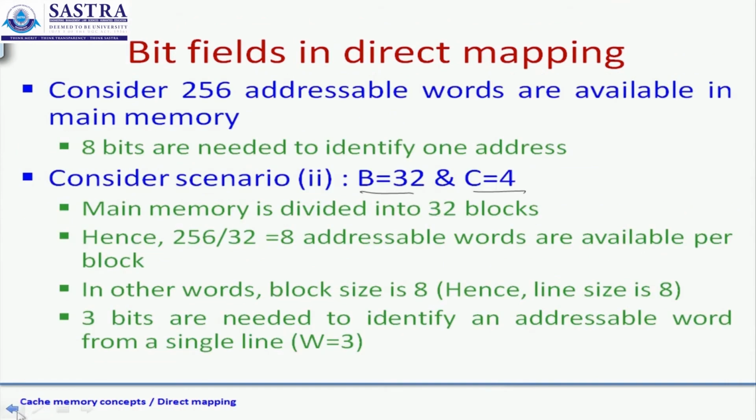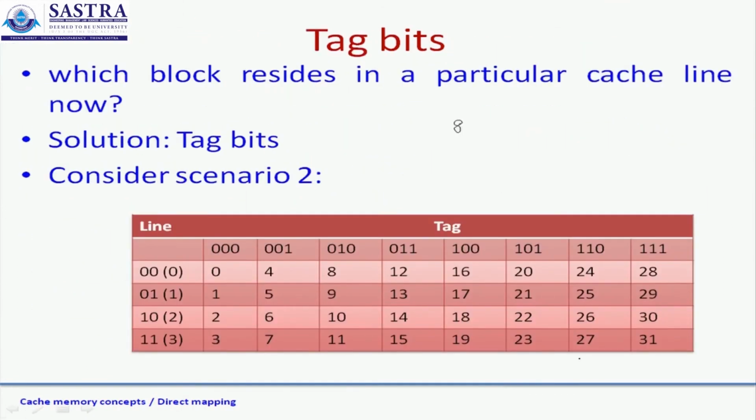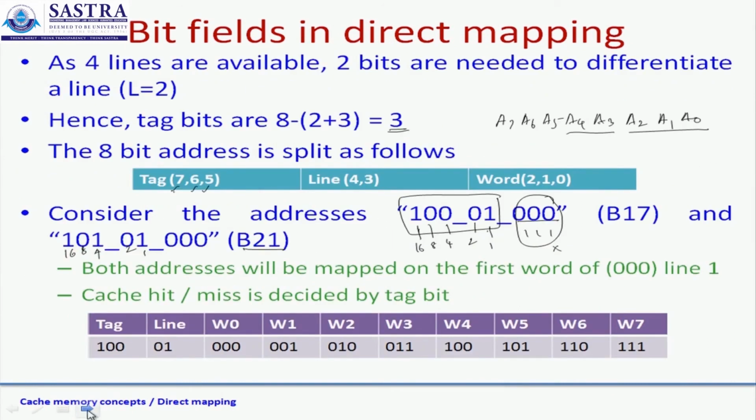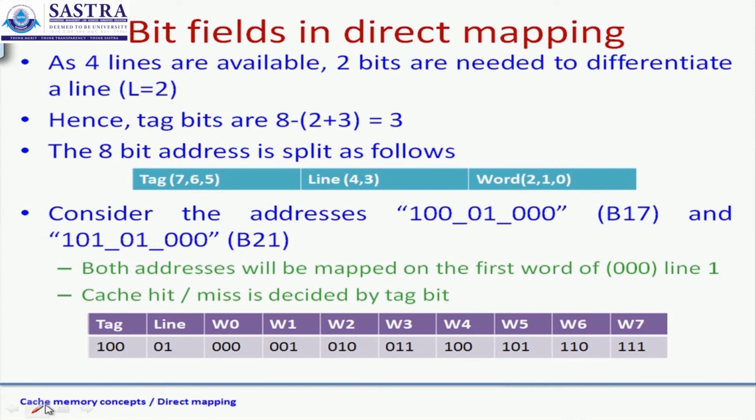Block 17 and block 21 both are mapped on the same line, line 1, right? We have discussed that one here. Block 17 and block 21 are mapped on the same line, 01. Both addresses will be mapped on the first word of line 1. Why? Because here also I have 000, here also I have 000. First word 000, second word 001, last 8th word 111. So this content will be mapped on this line. This content is also mapped on this line, right?